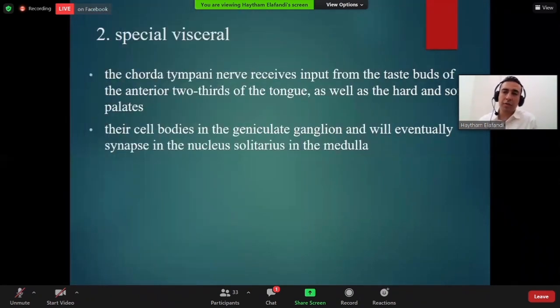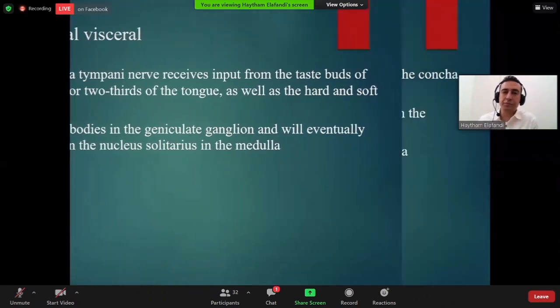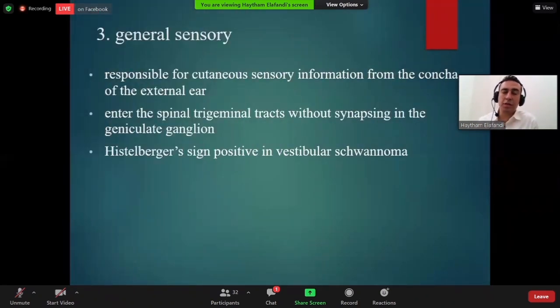The second part of the nervus intermedius is the special visceral part. It supports the chorda tympani nerve, which receives input from the taste buds of the anterior two-thirds of the tongue, as well as the hard and soft palates. Their cell bodies are present in the geniculate ganglion and will eventually synapse in the nucleus solitarius in the medulla oblongata. So the nervus intermedius has special visceral and general sensory components.